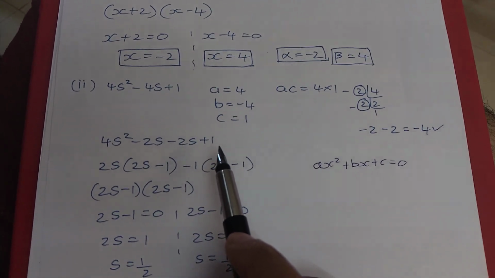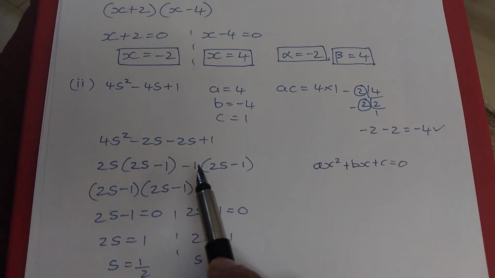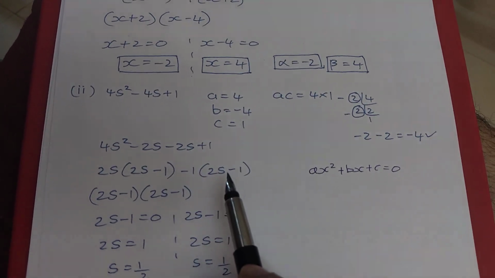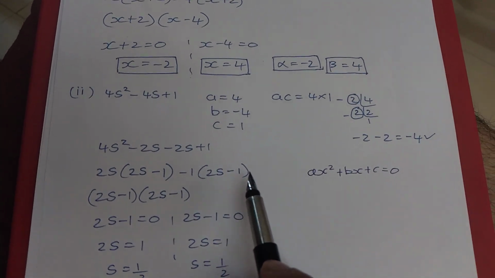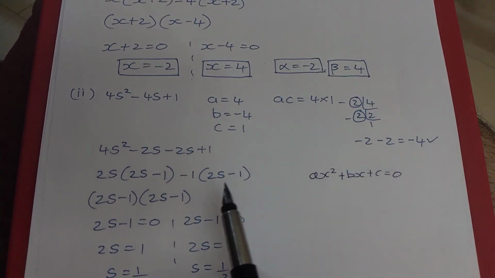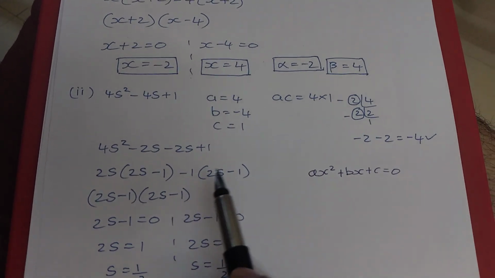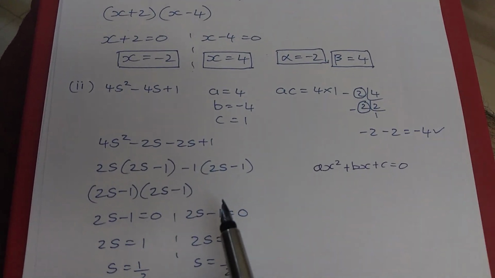Here we are going to pull minus 1 common. When you pull minus 1 common, the sign changes. Minus 2s becomes just 2s and plus 1 becomes minus 1. Again we can verify minus 1 into 2s is minus 2s. Minus 1 into minus 1 is just 1.